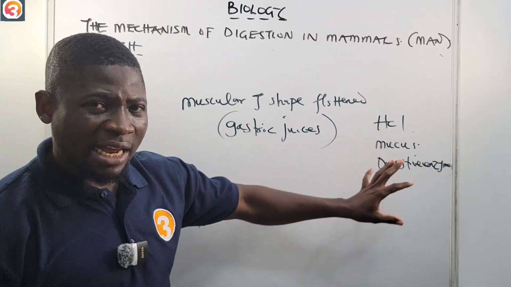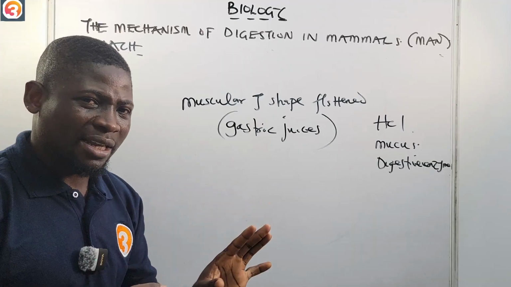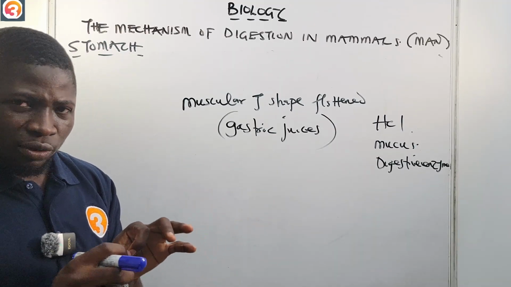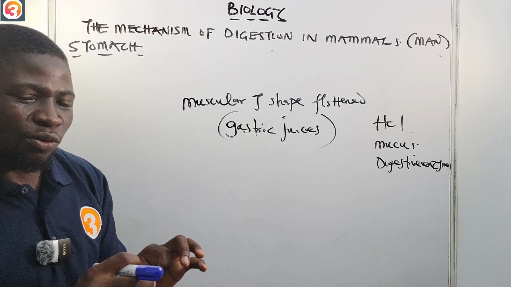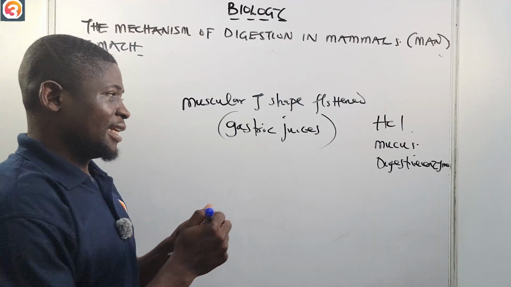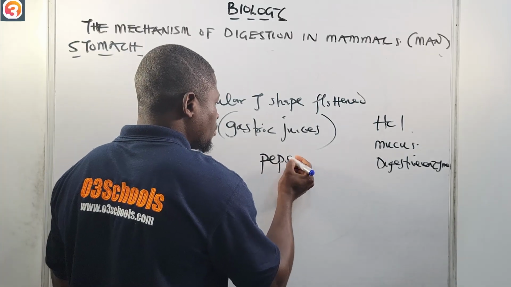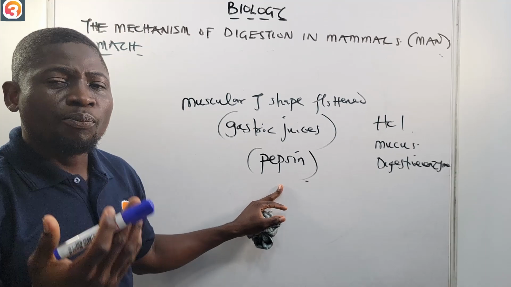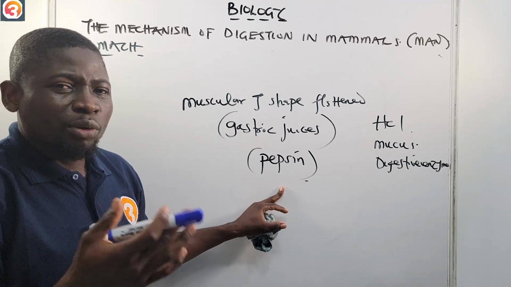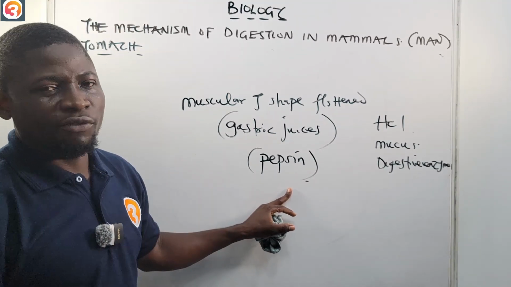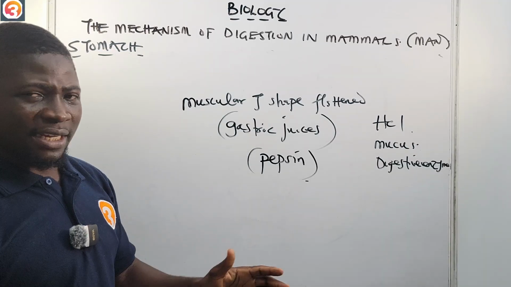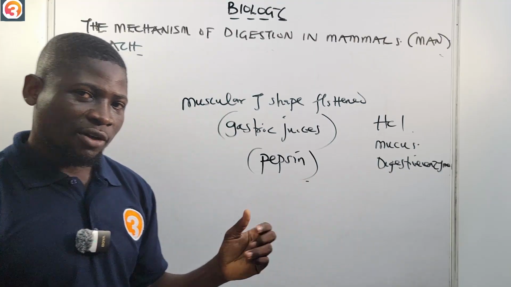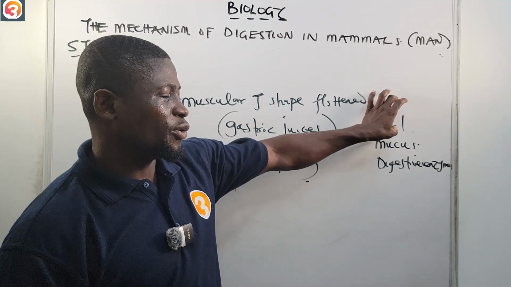So it kills the bacteria and maintains an acidic environment so that the enzymes can act on the bolus. Enzymes like what? Like pepsin. Pepsin is an example of an enzyme that can act on the protein that we take and convert it to simpler forms. That's how we usually say that the digestion of protein begins in the stomach. So that is the function of the hydrochloric acid.